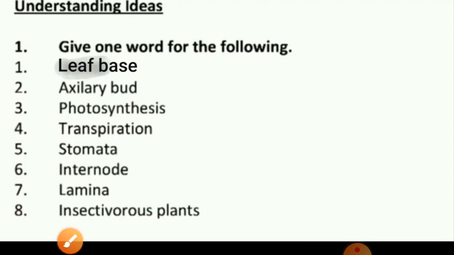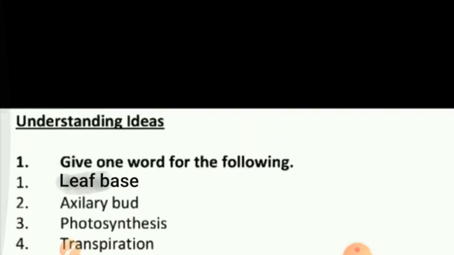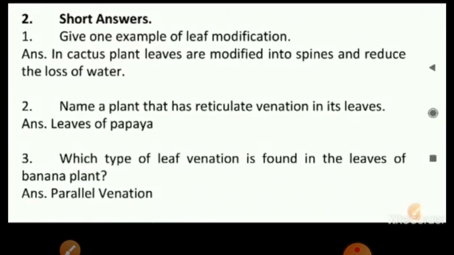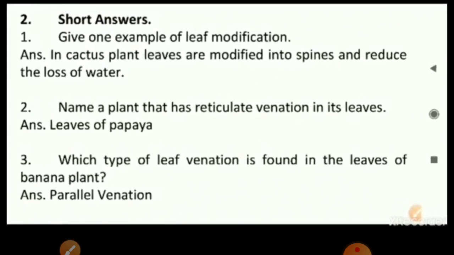Now come on, short question answers. You have to write these question answers in your copy. First question is, give one example of leaf modification. Answer is cactus plant. So in cactus plant, leaves are modified into spines and reduce the loss of water.